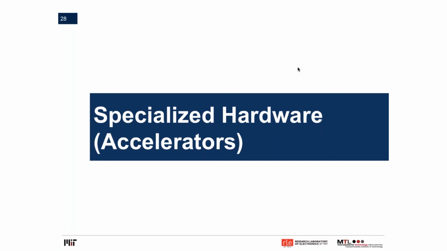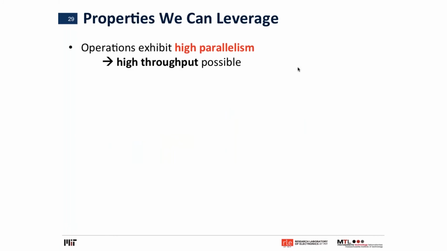The next thing that we're going to briefly look at is the things you want to think about when designing specialized hardware, what we refer to as accelerators, for deep neural nets. So what are the properties that we can leverage in neural nets that are friendly to hardware? Obviously the first one is that it exhibits very high parallelism. All these neural networks are just multiplies and accumulates, and so high throughput is really possible.